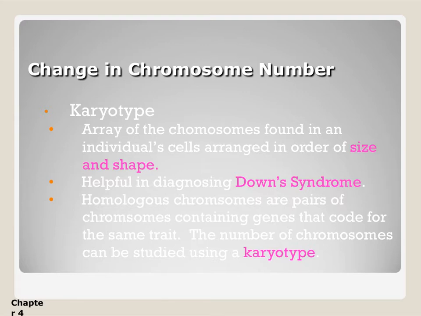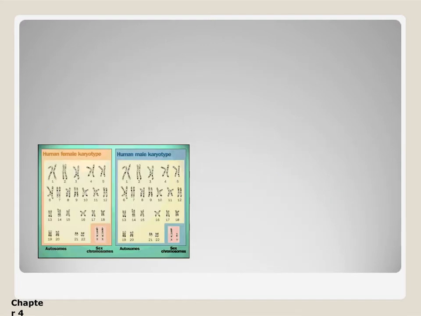Your homologous chromosomes are going to be paired up, and they're going to have the same genes. So chromosome pair number 1, each of those chromosomes is going to have a gene for a particular trait. Your number of chromosomes can be studied using a karyotype because it's simply a picture of your chromosomes.